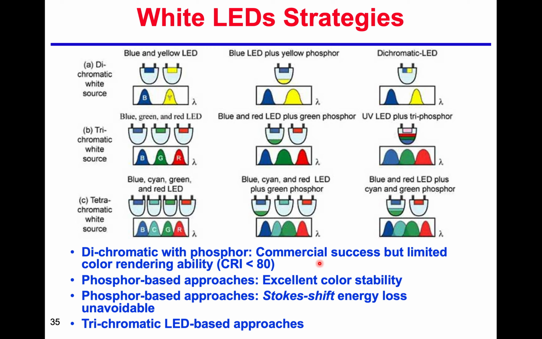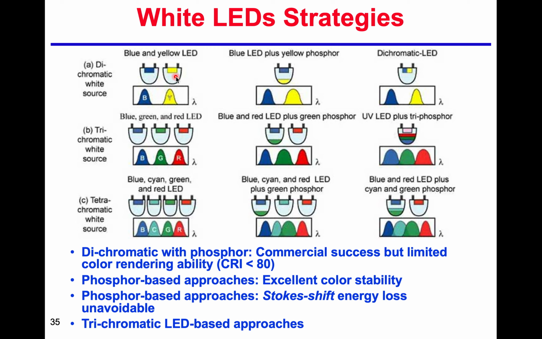The 2 parameters we need to consider are the efficiency, and, if you use it for lighting applications, the CRI. So there are some pros and cons here. The dichromatic LED with phosphor is a commercial success, but the color rendering is not so good compared to the tri-color LED. And the phosphor-based approach has very good color stability because of the lifetime.